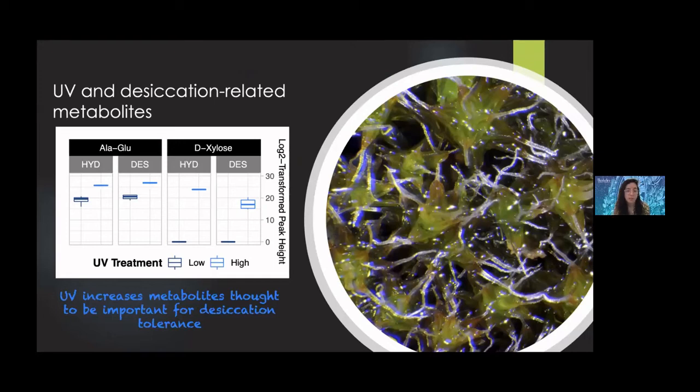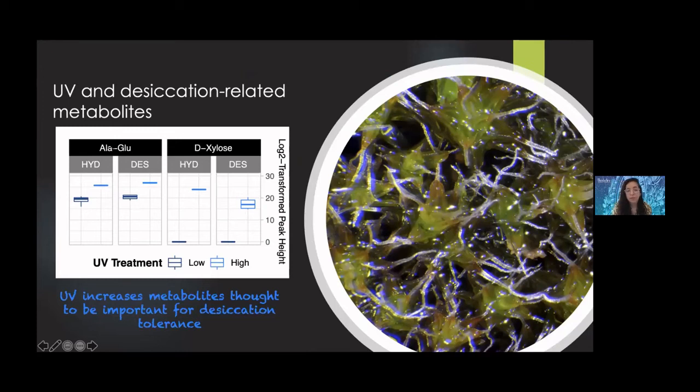So looking at a few metabolites that increased as UV went up, the bright blue is the high UV, and this is in the hydrated treatment and desiccated. You can see this alloglu and D-xylose especially go up a lot with UV and aren't changed a ton with desiccation, but maybe go up a little bit in this case and down here.